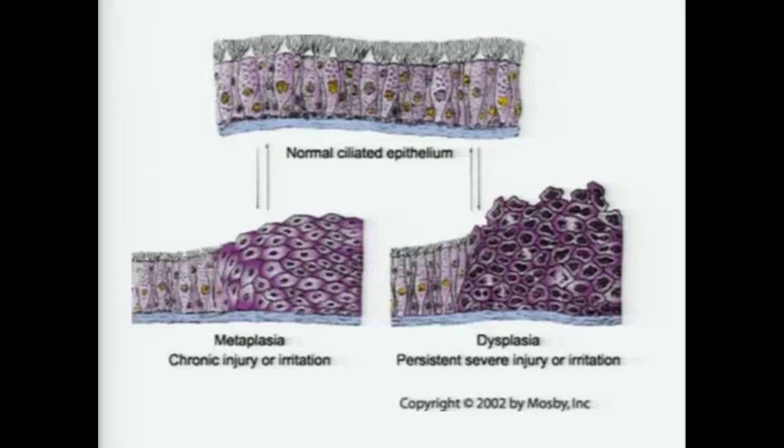So the two alterations in cell differentiation that can occur is, number one, metaplasia. And this is where the terminally differentiated cell type in that tissue gets replaced by a less differentiated cell type. Okay? So in metaplasia, you have the terminally differentiated cell getting replaced by a less differentiated precursor cell. And we'll talk about that more in a second.